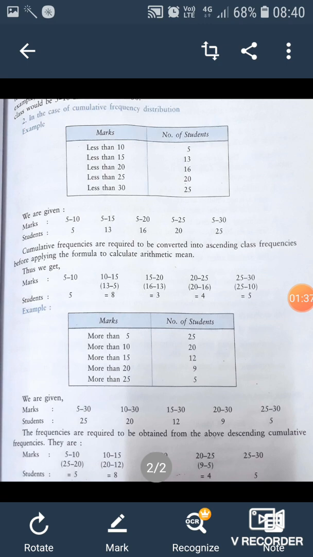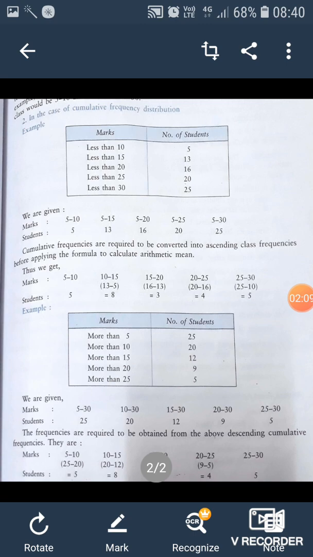Next, more than 5, 10, 15, these are the marks given, and the number of students given are 25, 20, 12, 9 and 5. So how will we convert it into intervals? We take the difference. More than 5 we will take as 5 to 10. There is a difference of 5, so in this way 10 to 15, 15 to 20, 20 to 25 and 25 to 30, taking the difference of 5.